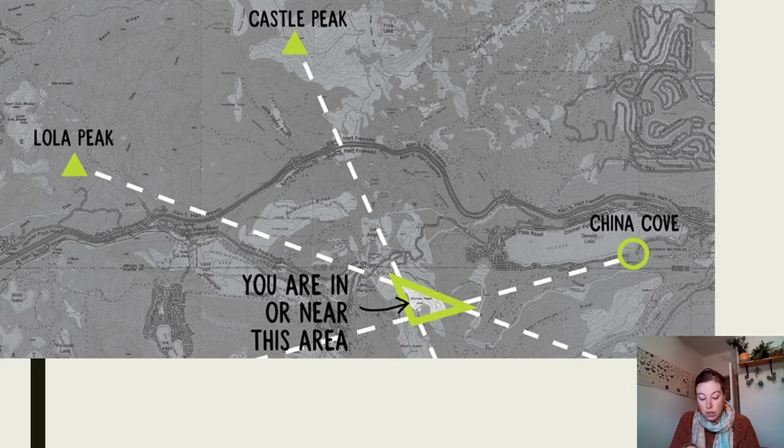Then you can put that on your map and draw those lines and pinpoint where you are based on those sites. And this is how people mapped the world. So early geographers went around Britain and mapped out all the peaks.